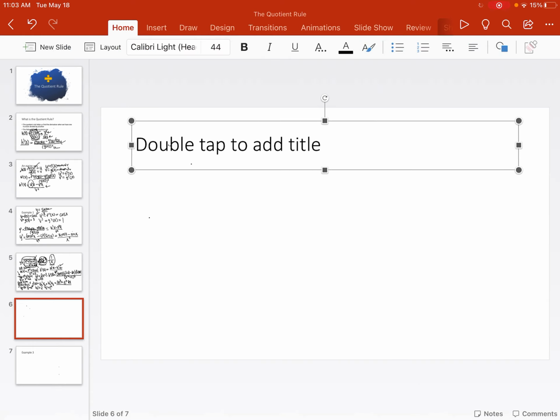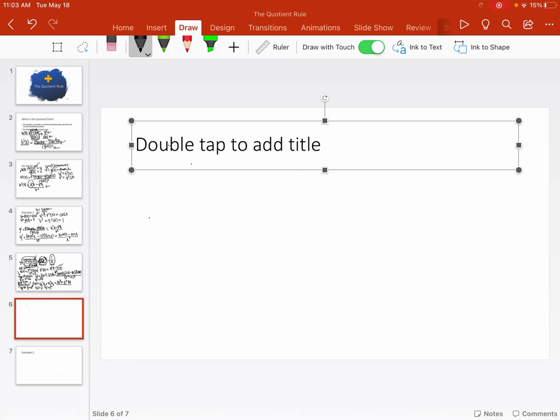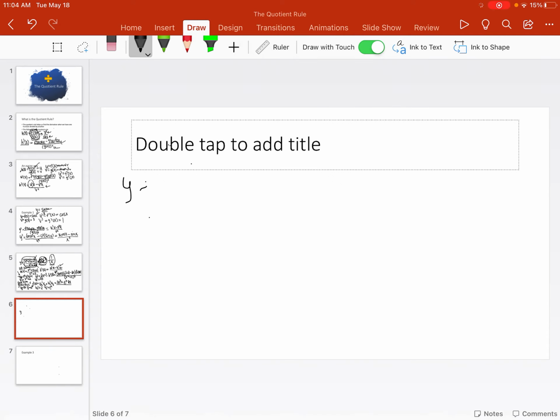Let's just do the question. I'm just going to rewrite our whole original expression. So we have y is equal to x squared plus 3x plus 1 over x squared plus 2, plus 2x e to the x, minus 1 over x.